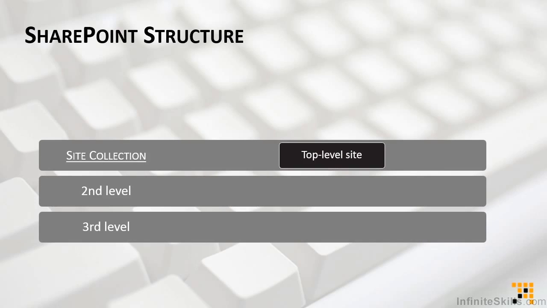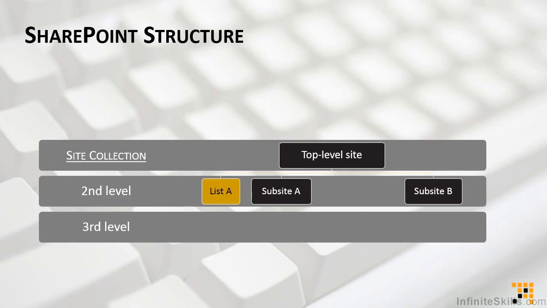All SharePoint sites contain either subsites or lists and libraries. A SharePoint site that is at the very top level, like a folder that sits right on your C drive, is called a top-level site. It's a site, just like all other sites, but it just happens to sit at the top of the structure. This top-level site can have any number of subsites or lists and libraries.